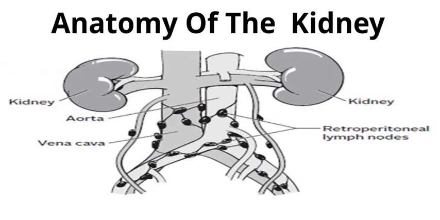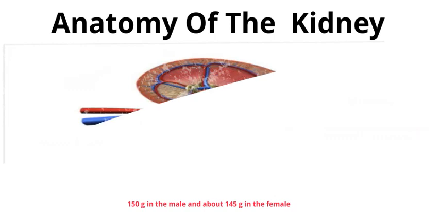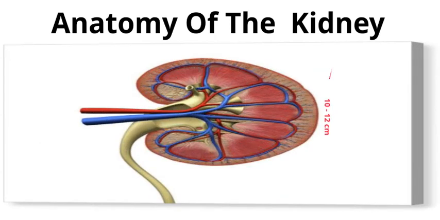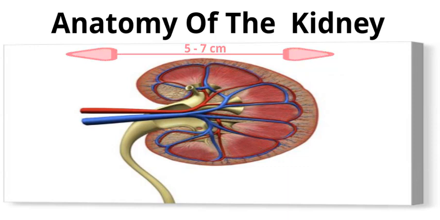The kidneys are bean-shaped structures and they weigh about 150 grams in males and about 135 grams in females. They are typically about 10 to 12 centimeters in length, 5 to 7 cm in width, and 2 to 3 cm in thickness.